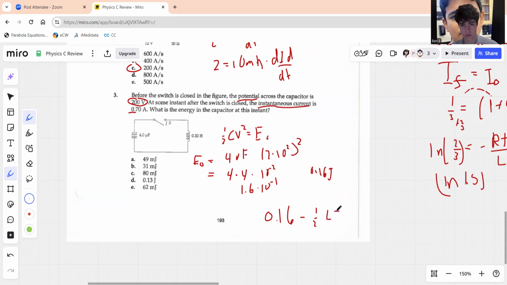And then the energy of the capacitor is equal to 0.16 minus 1/2 L I squared. Whatever that comes to. That's 0.7 squared, so 0.049 over 2 times 0.2, so it's 0.1, so 0.16 minus.